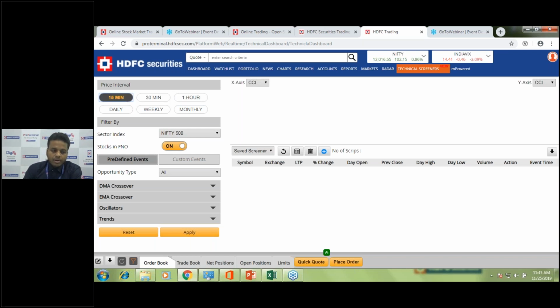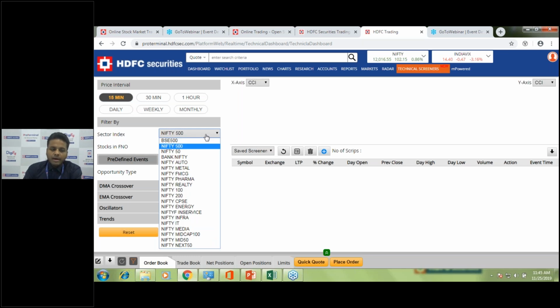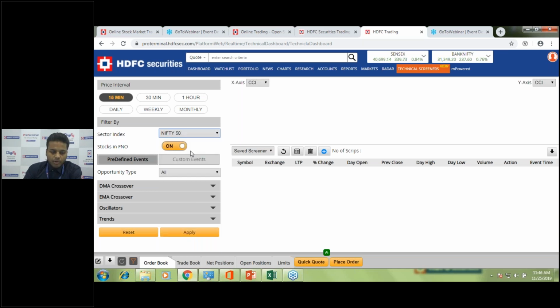First of all, you have to set a price interval, then an index and sector. Whichever sector you select, the stocks will be filtered from that particular sector only. Let's suppose I want to filter stocks only from Nifty 50. So I will select Nifty 50 over here. Stocks in FNO is already on.